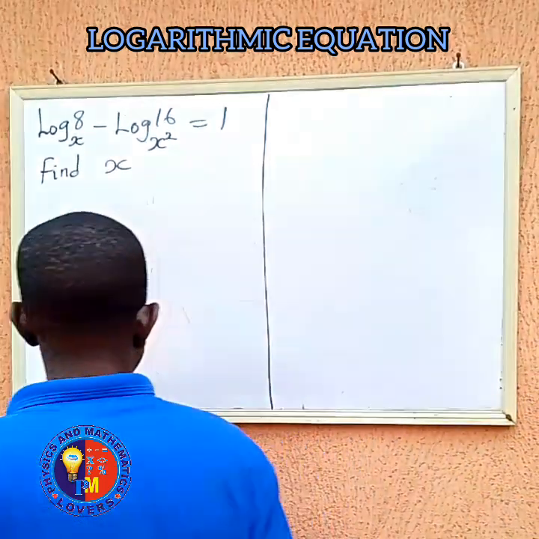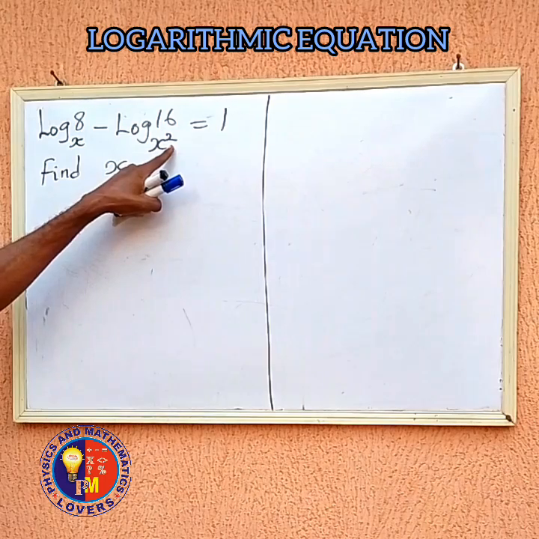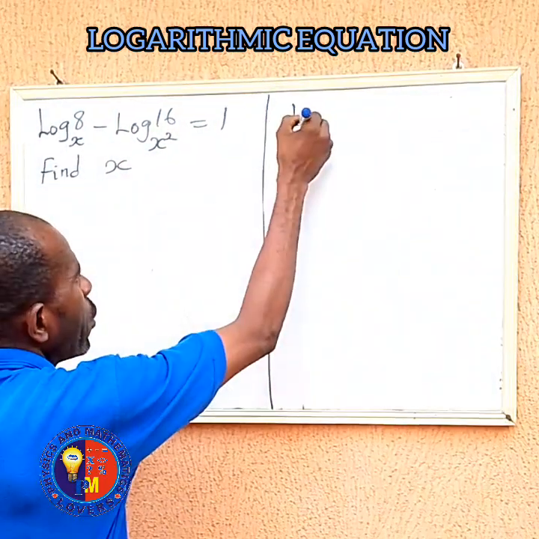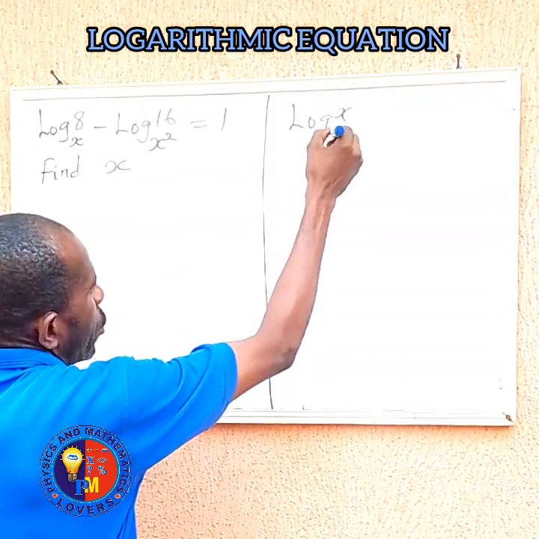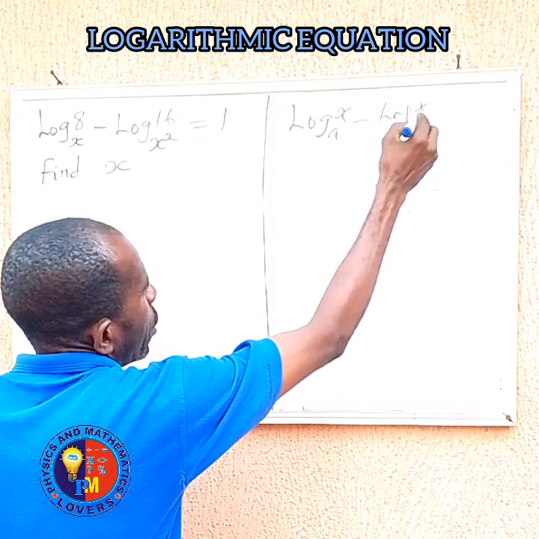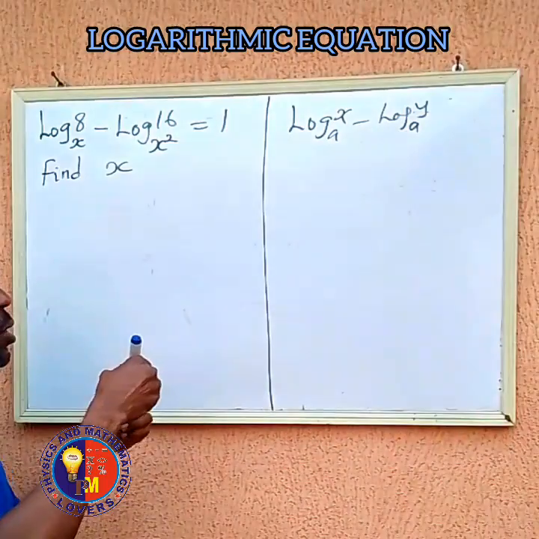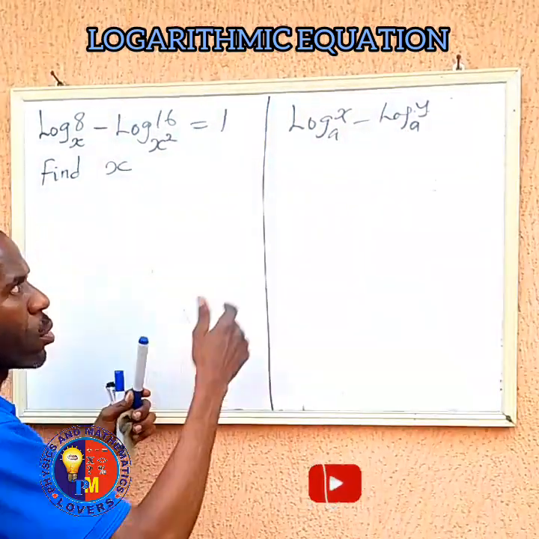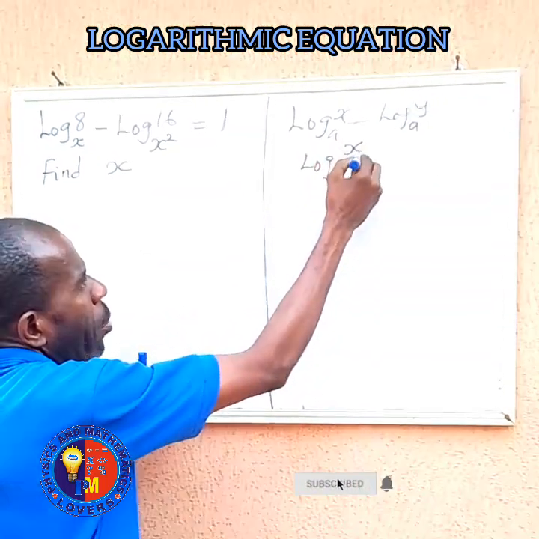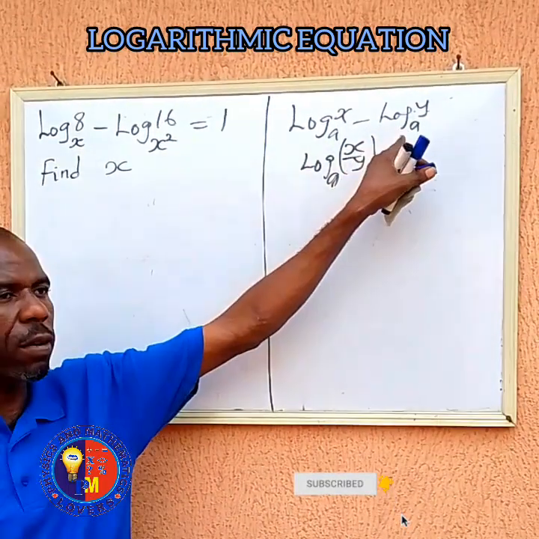Now, how do we solve this question? We must first of all change this base to the same base. Like in the law of logarithm, if I have log x to base a minus log y to base a, the base must be the same. So here is minus, it means at the end of the day you're going to have log x over y. You have a common base, and it can be equated to anything to solve.